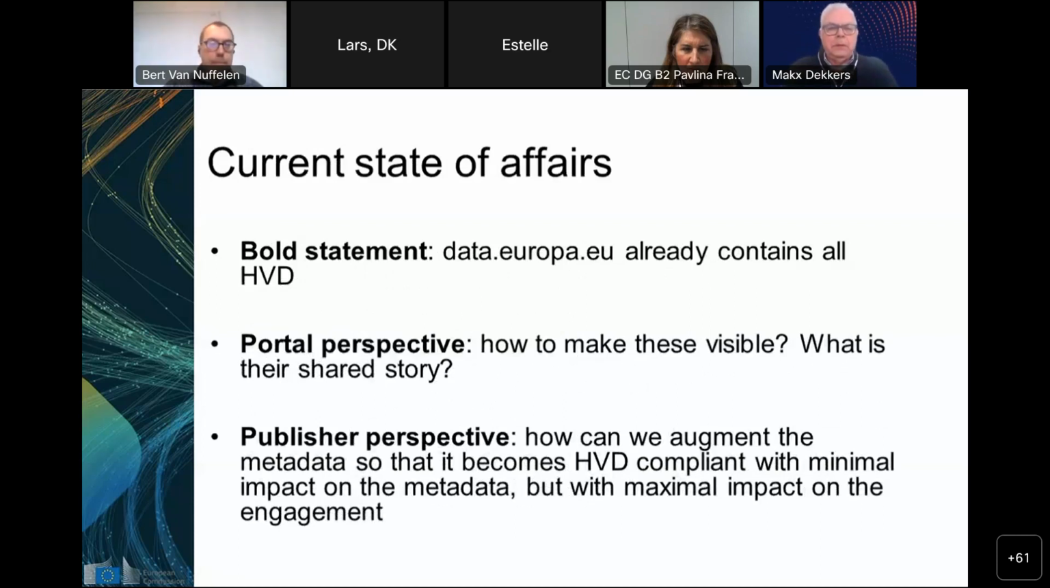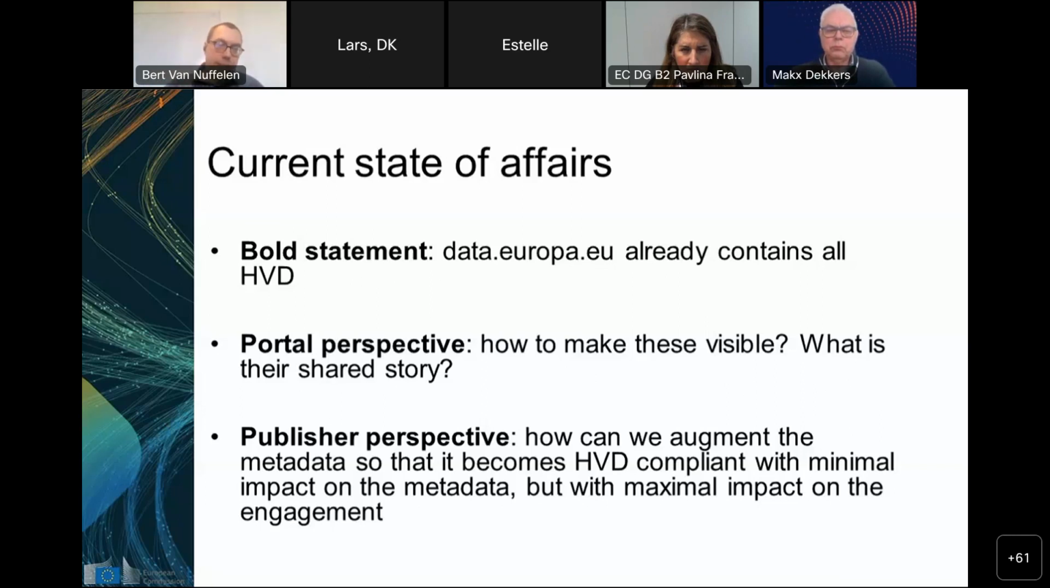So if we look at today, we can make a bold statement: if you have already published all your metadata of all the datasets according to all the legislations that are mentioned in the annex of the regulation, you have probably captured all datasets already in data.europa.eu, in that portal. If that is being harvested, you probably have many of them already. And there are two perspectives that we can raise from this implementing regulation: how we make those visible on the portal, how we create a shared story in the portal perspective from these high-value datasets.